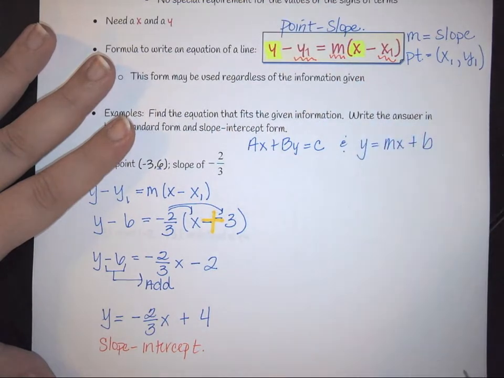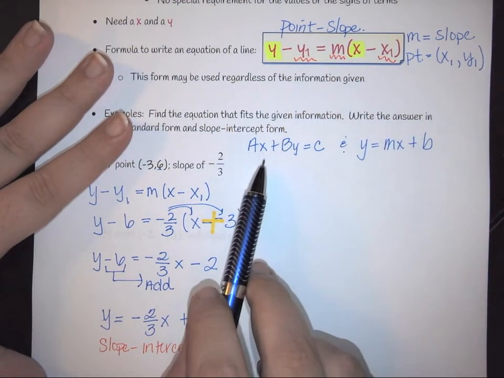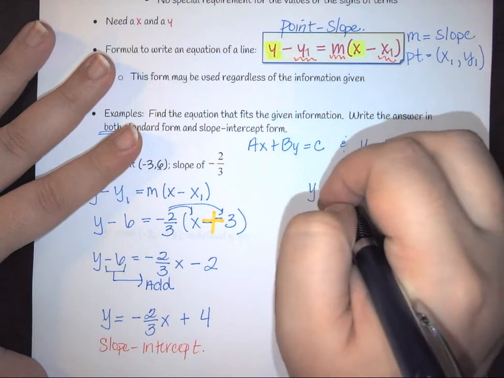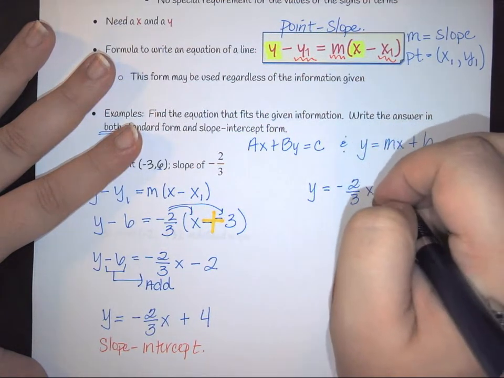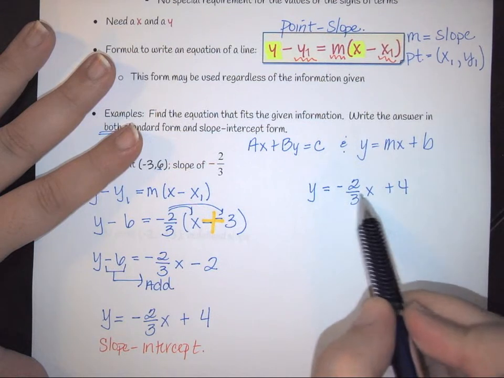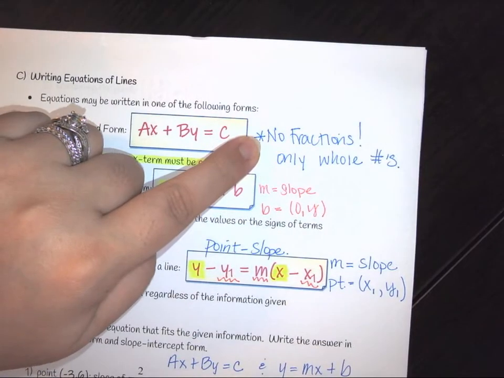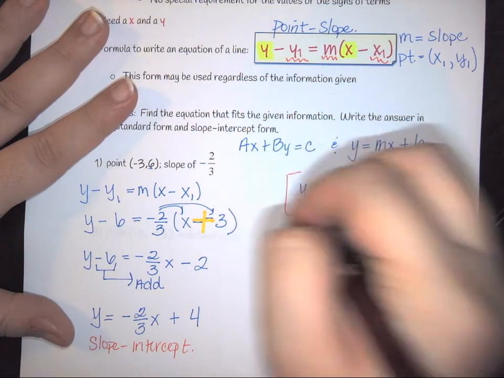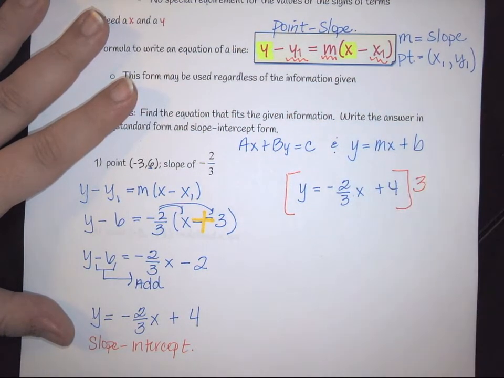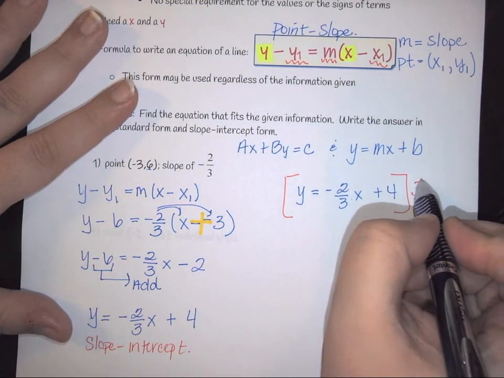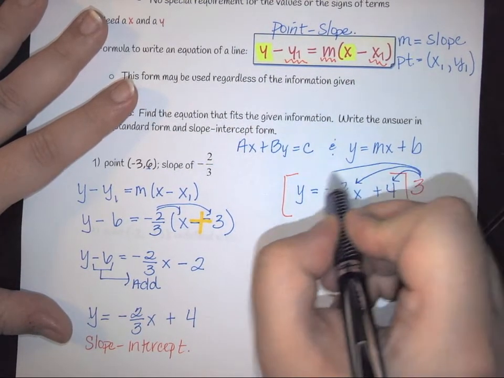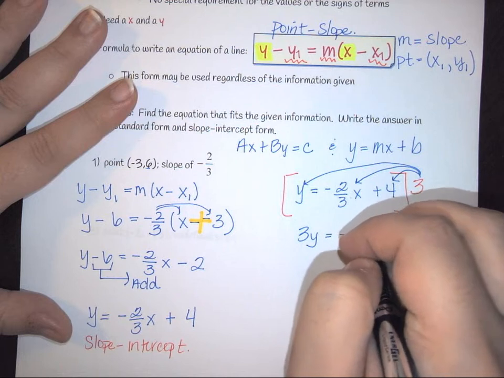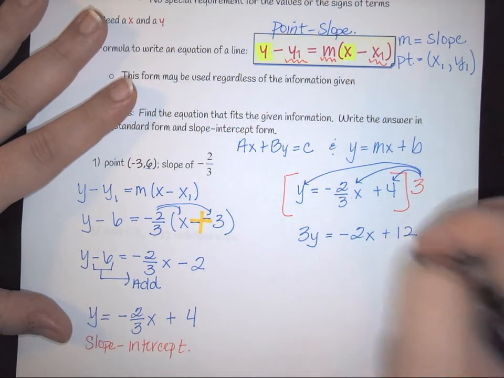Now, from slope-intercept form, I can very easily transfer over to standard form. So, if I start with y equals negative 2/3 x plus 4, the first thing I would do is get rid of this fraction. Why? Because one of our number one rules about standard form is no fractions. To do that, I'm going to multiply the entire equation by that denominator, which is 3. So the 3 applies to all parts of the equation. So this becomes 3y equals negative 2x plus 12.